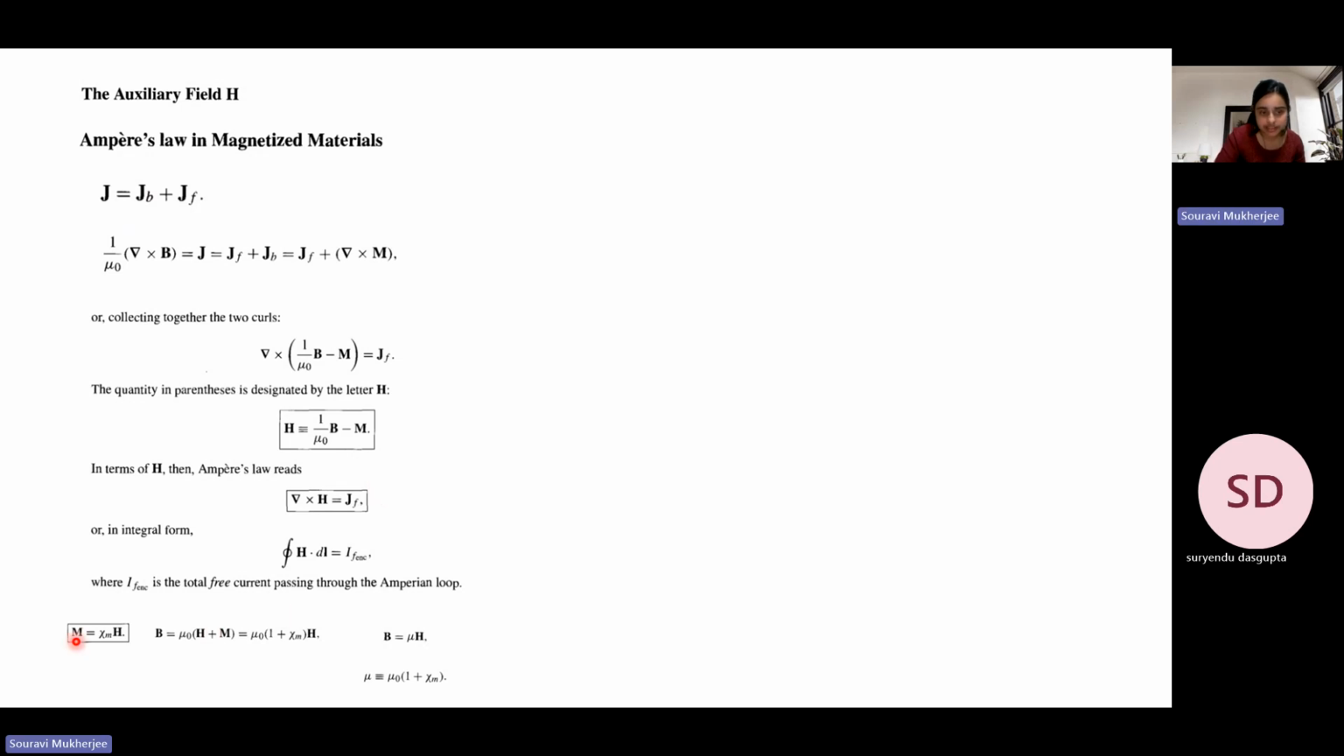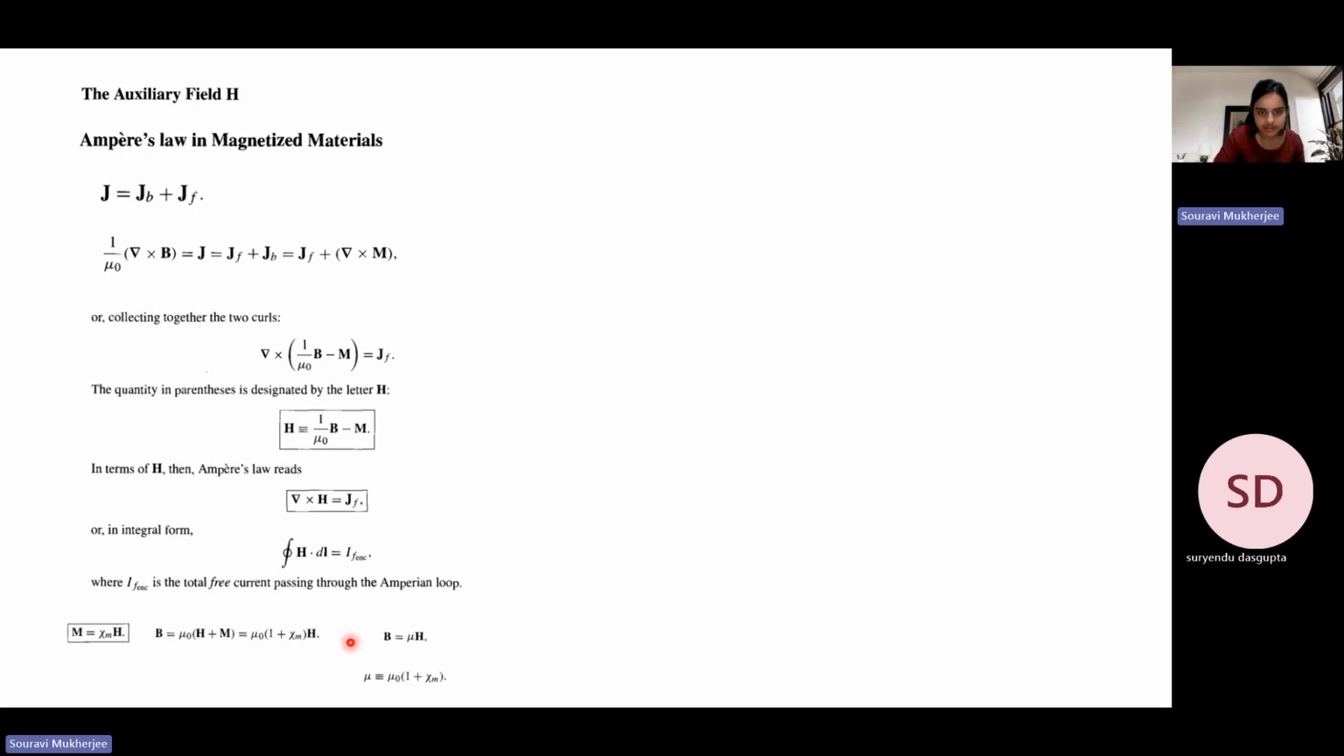Now, in the linear limit, if we say that the magnetization is proportional to the applied field, this proportionality constant is the susceptibility. And with this, you can write a relation which relates the auxiliary field H with the net field B by this proportionality constant.